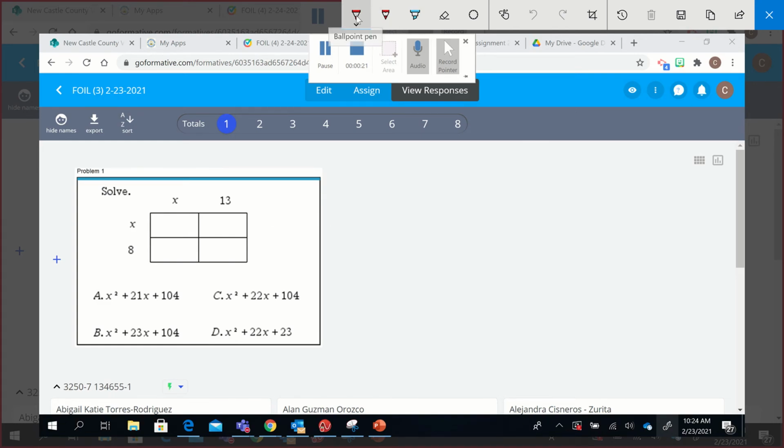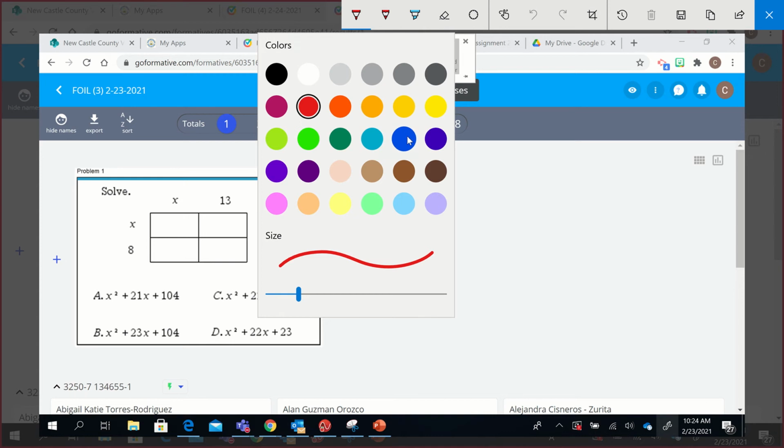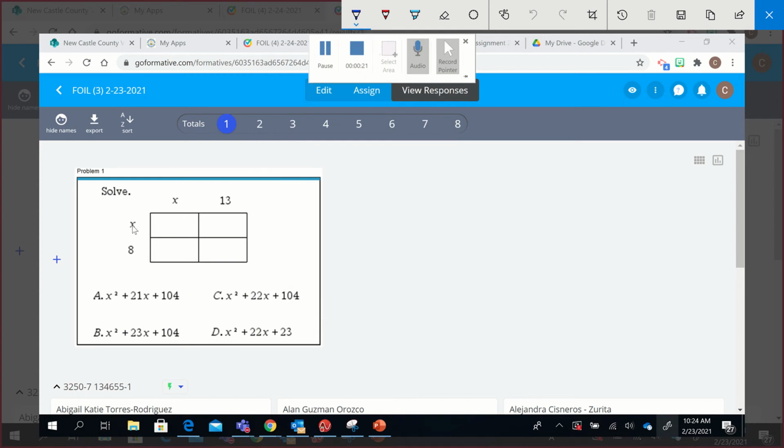This is squares, so I'm going to use, I like blue. You're doing multiplication of these two things, so this moves this way, and these move down. And what it's saying to do is multiply the things. So this first one says multiply x and x.